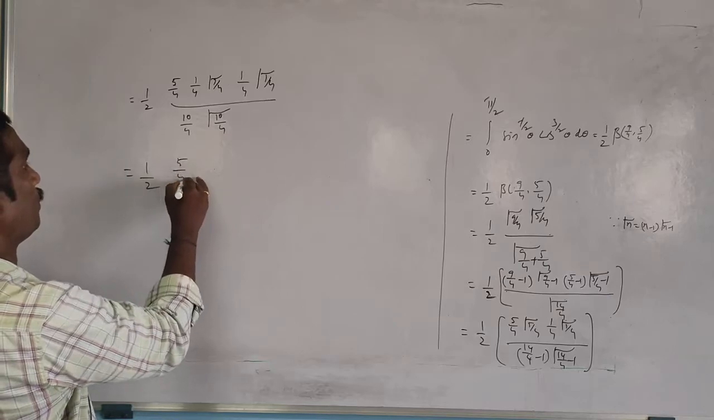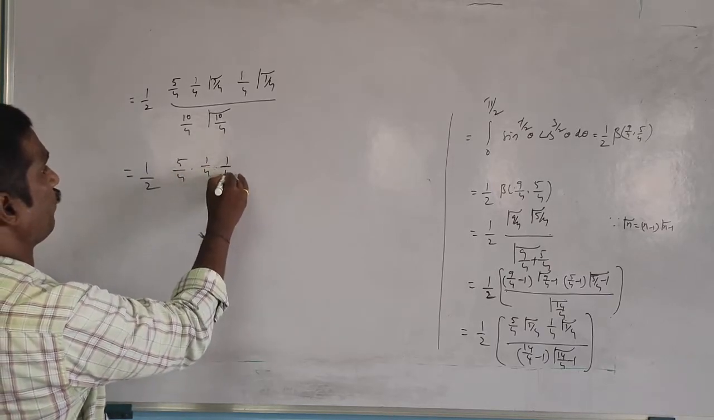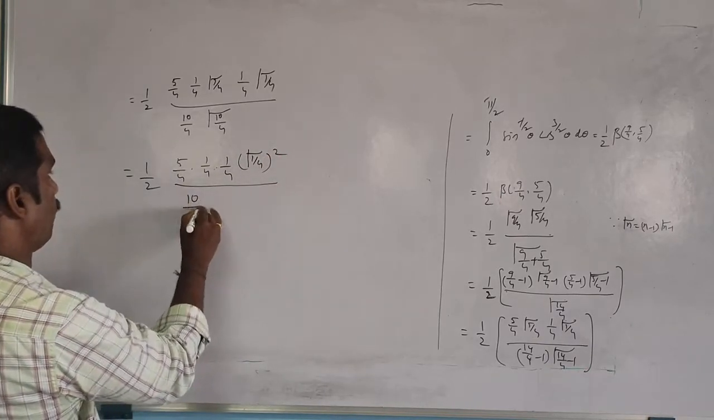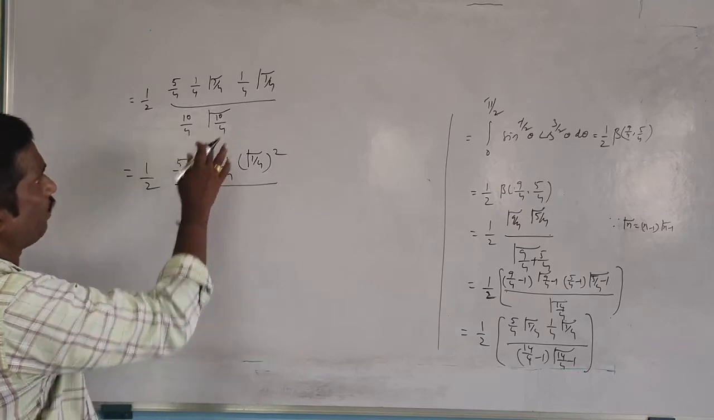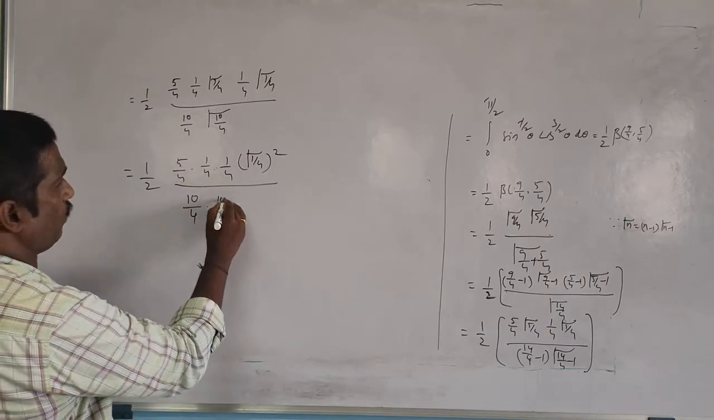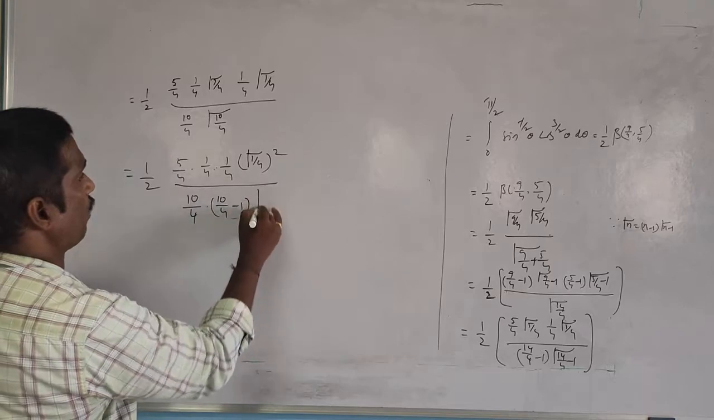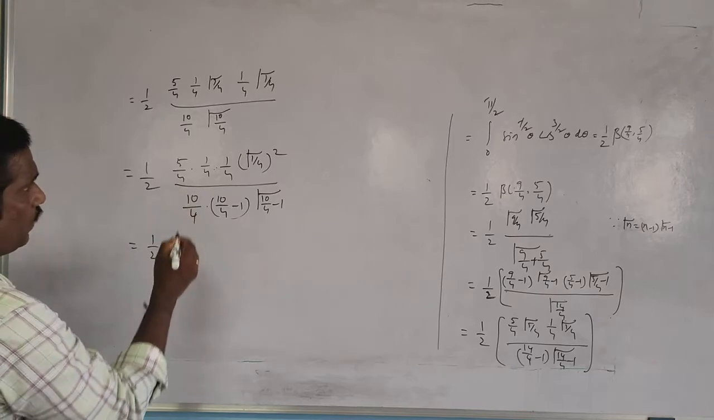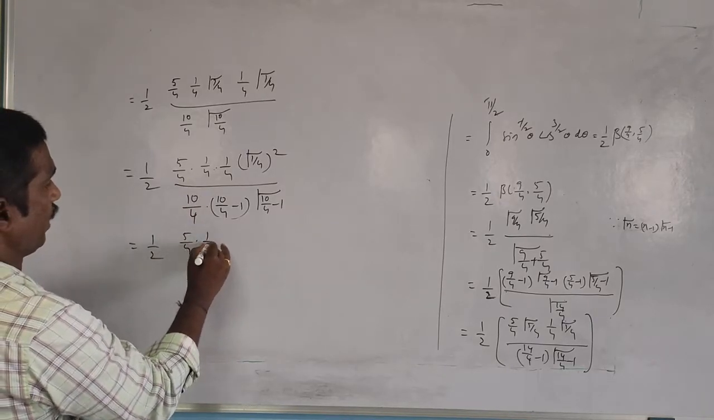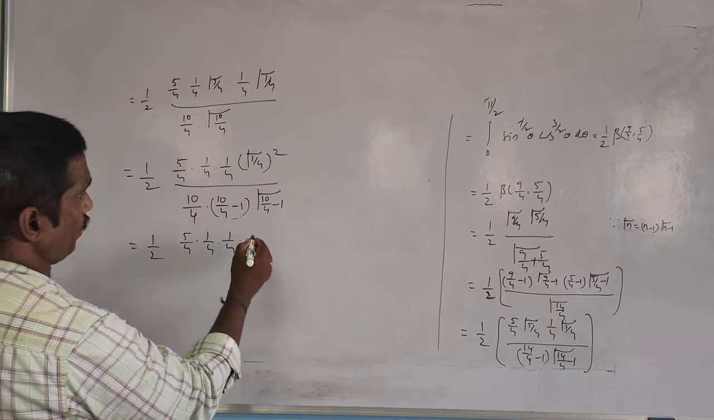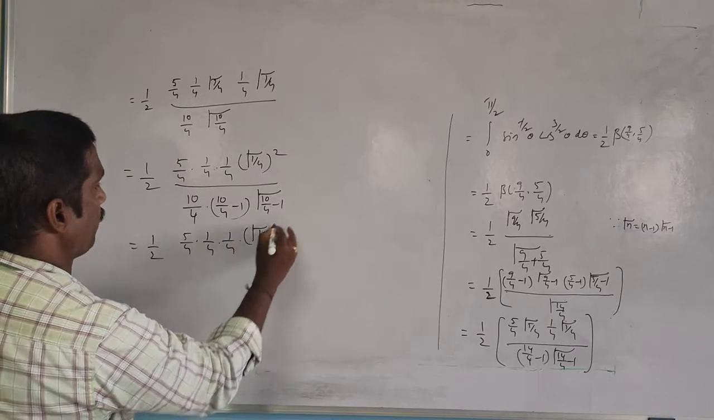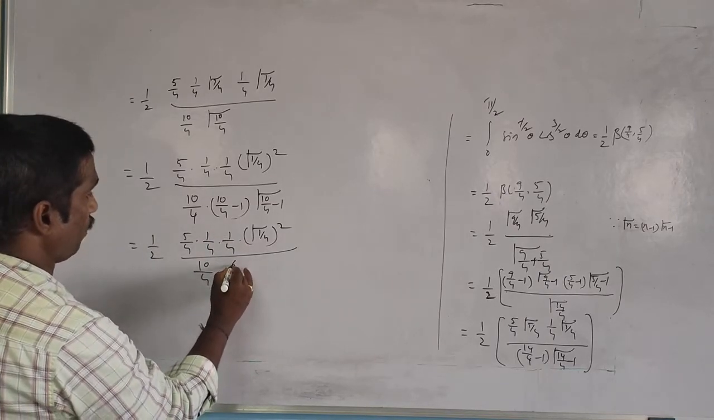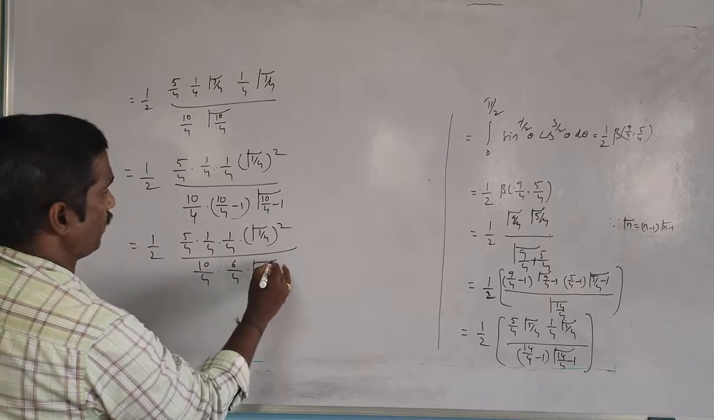5/4 into 1/4 into 1/4 gamma of 1/4 whole square by 10/4 into, so again we write the gamma of 10/4 value: 10/4 minus 1 into gamma of 10/4 minus 1. That equals 1/2 of 5/4 into 1/4 into 1/4, so gamma of 1/4 whole square by 10/4 into 6/4 into gamma of 6/4.